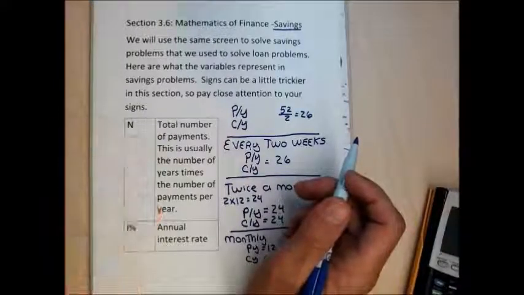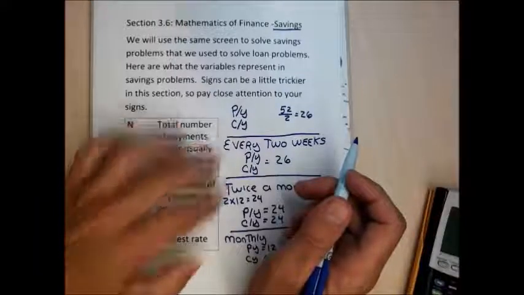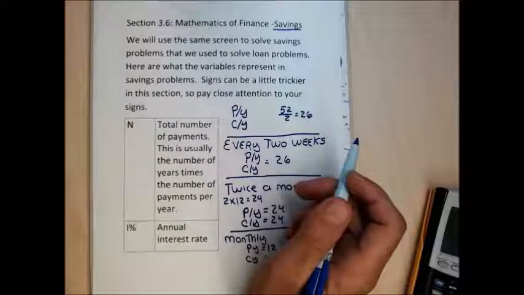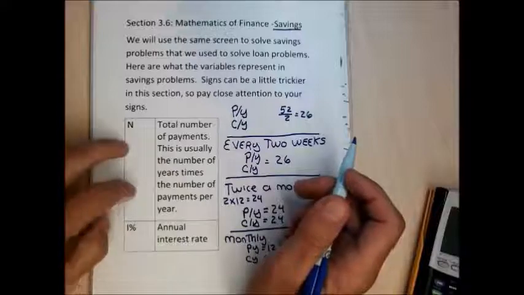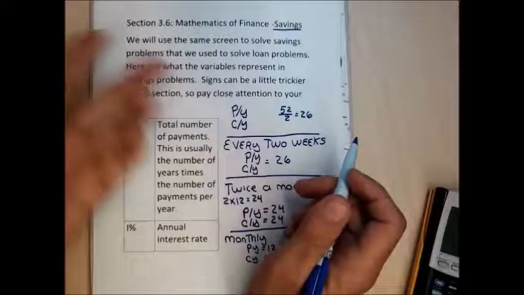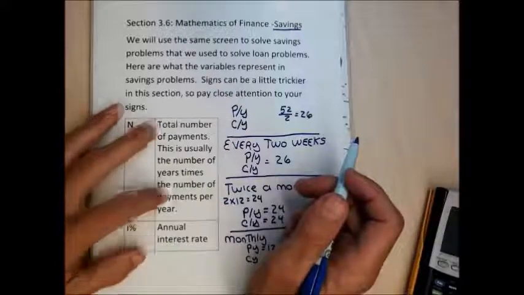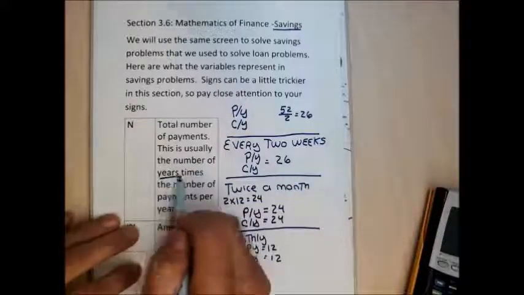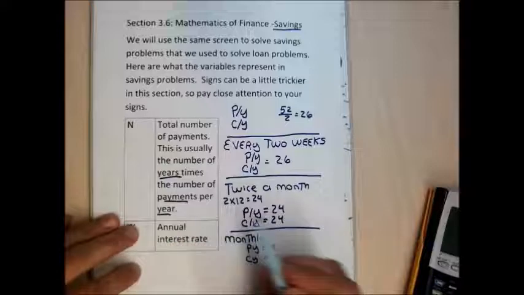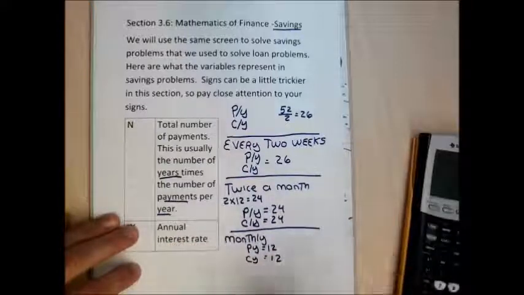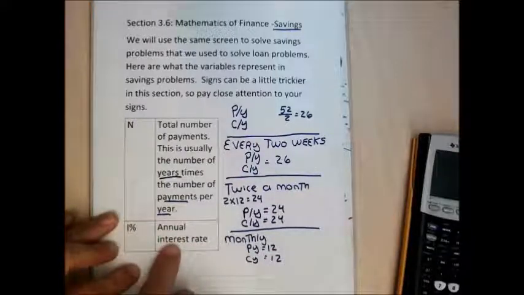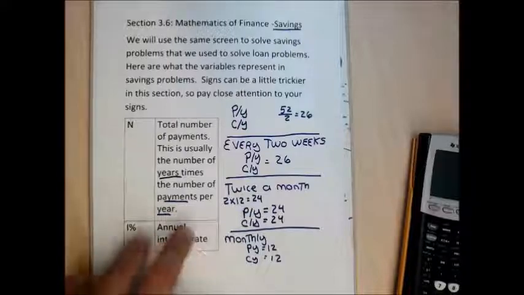It's going to be the same here. If I'm saving for retirement, I get paid every 2 weeks, and I'm saving up for 10 years, I'm going to go 10 years times 26 deposits per year, and I'll get 260 for the N. So the N is usually the number of years times the number of payments per year, just the same as in loan problems. The I is the interest rate. Again, that's not different either.